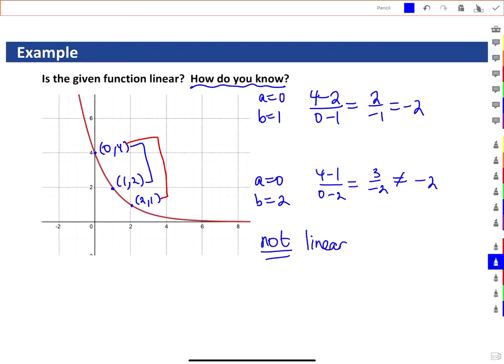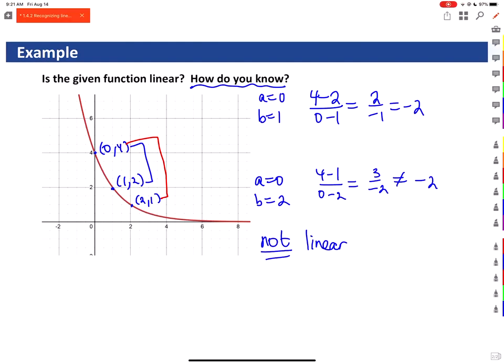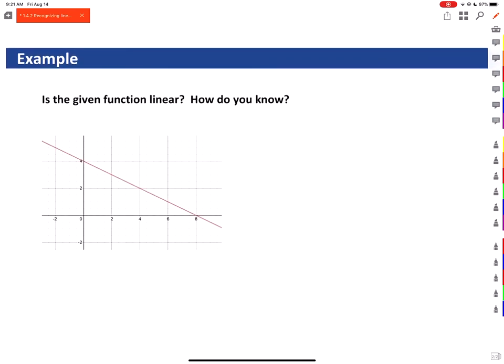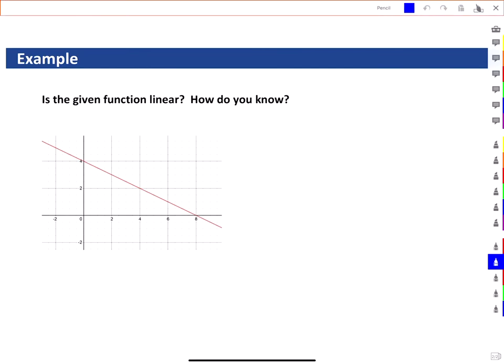So my gut was right, but you definitely need to make sure that you check this kind of stuff, only because sometimes your gut may not be correct, or we might be giving you something really funky. All right, just one more to make sure we get the gist of this. Is the given function linear? How do you know? Oh look, I've got some similar points I can pick.